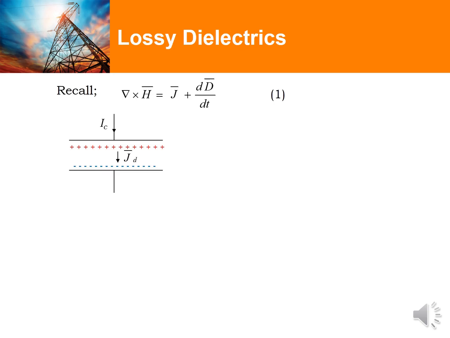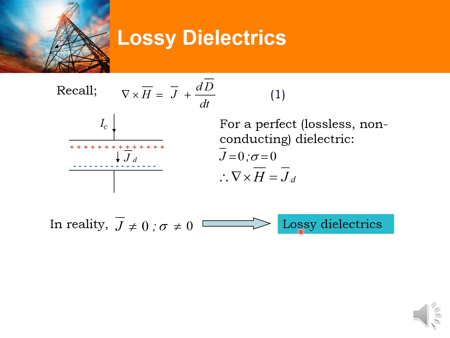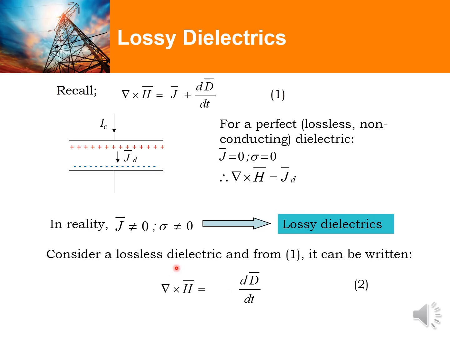For a parallel plate capacitor that is filled with a perfect dielectric material, in which conducting current density, or J, is equal to 0 and sigma is equal to 0, the curl of H can now be equated to only d over dt of D, or can be equated with the displacement current density. In many practical cases, we cannot say J is equal to 0 or sigma is equal to 0, given that the materials within the capacitor are lossy dielectric materials. Let's, however, consider a case of a lossless dielectric material.